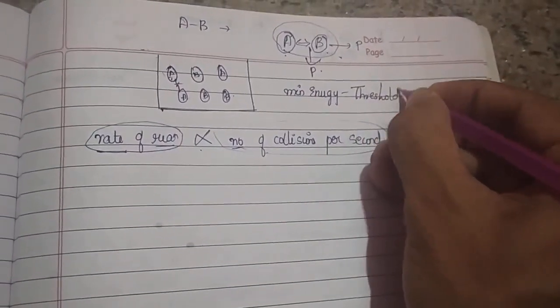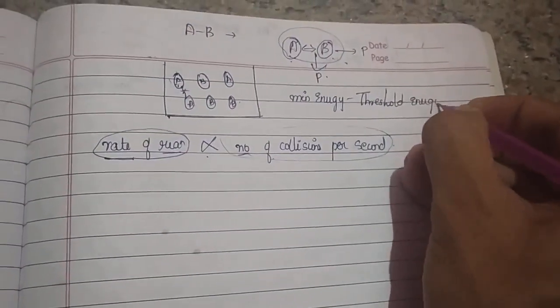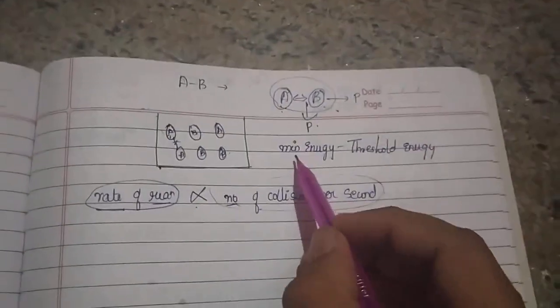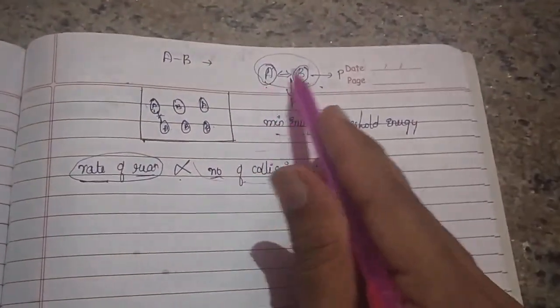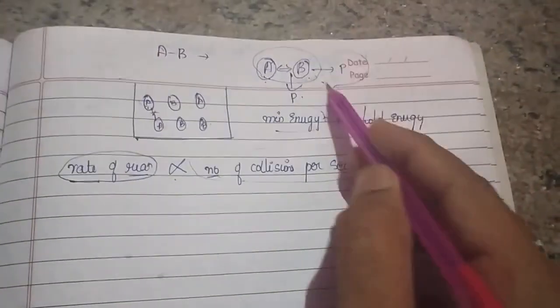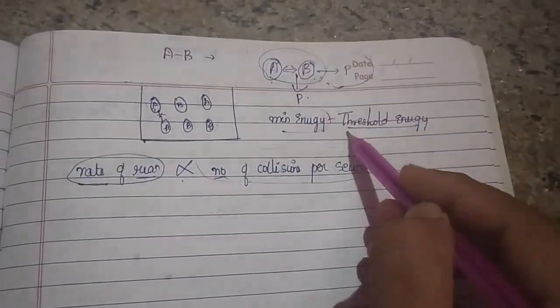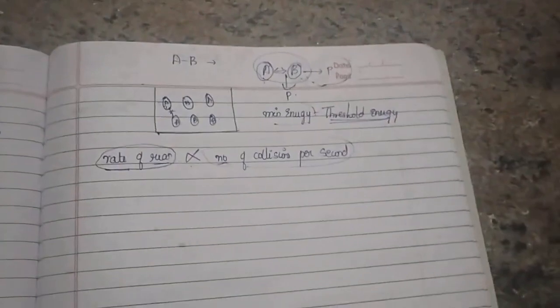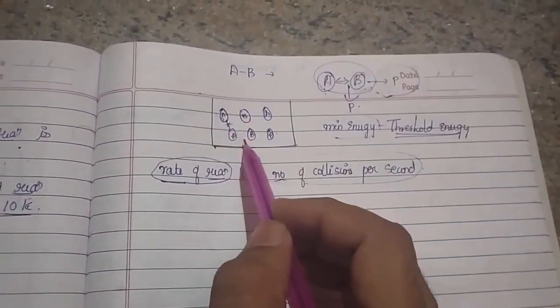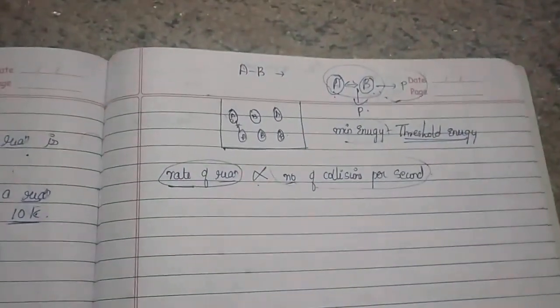What is it called? Threshold energy. Okay. So whatever minimum energy is possessed by your reactant molecules, which on collision gives you the product, that energy is called what? Threshold energy. But do remember, when you are taking a system of such reactant molecules, all those molecules will not have that threshold energy.